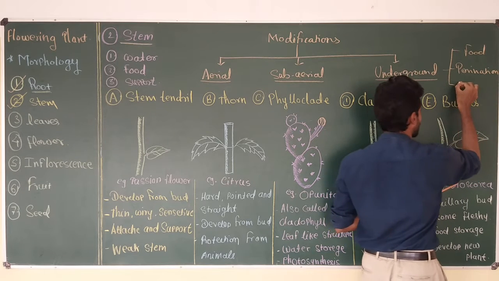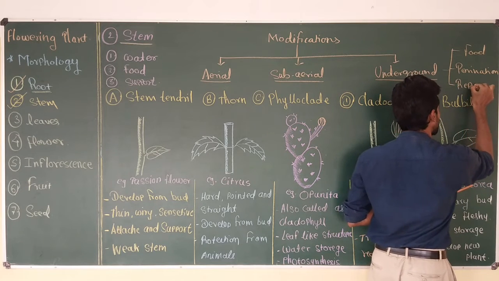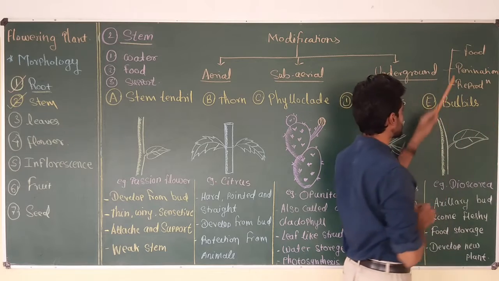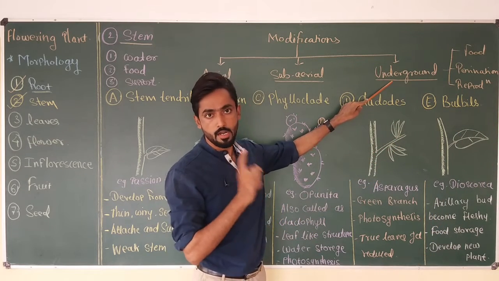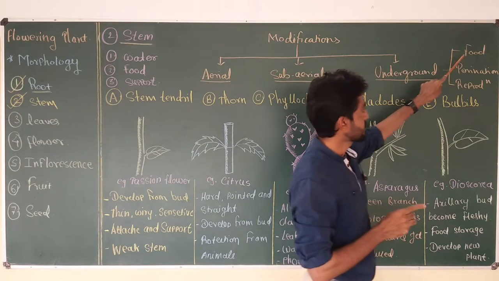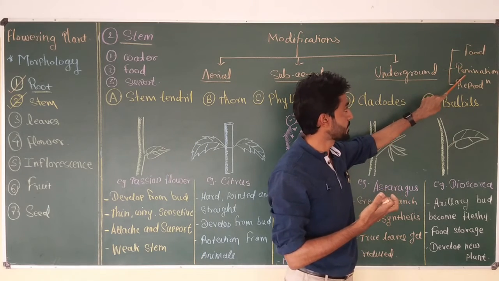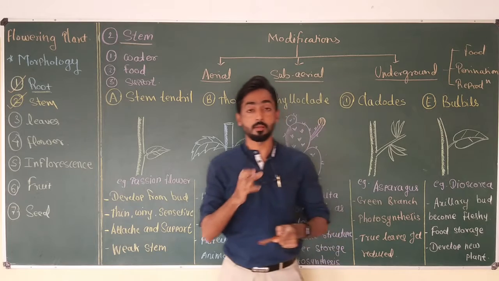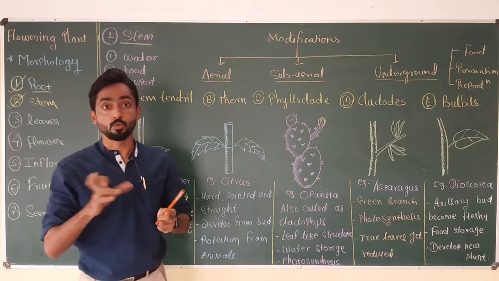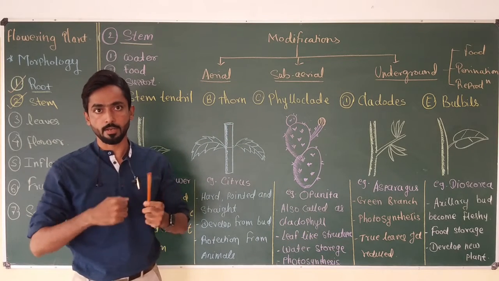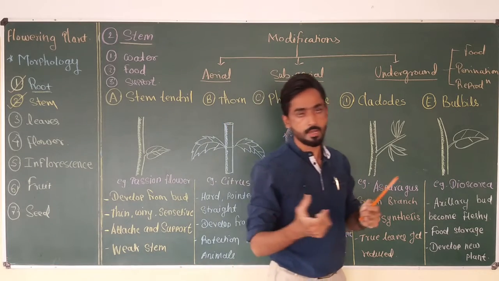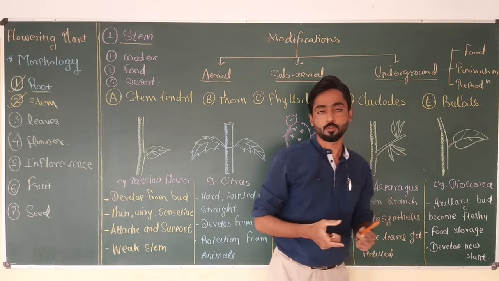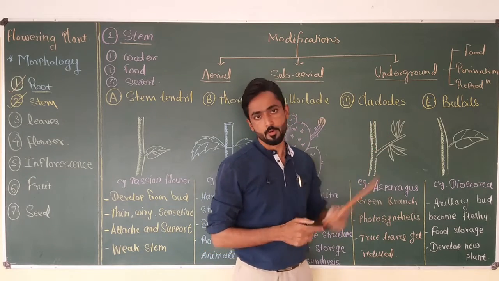and for reproduction. That means these three important functions are carried out by the stem when it grows underground. Okay, food storage is a normal function of the stem. Perennation is nothing but the ability of the plant to grow in between two different seasons. And for growing plants season to season, this type of modification of the stem helps. And in case of vegetative reproduction, the stem also plays an important role.